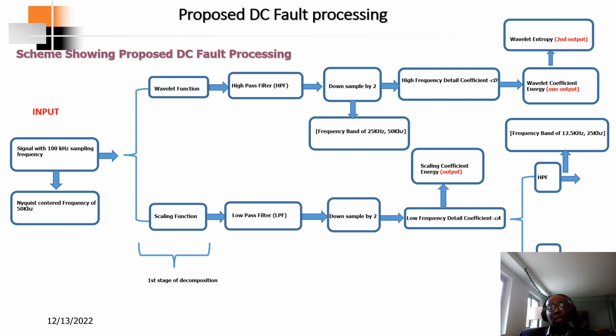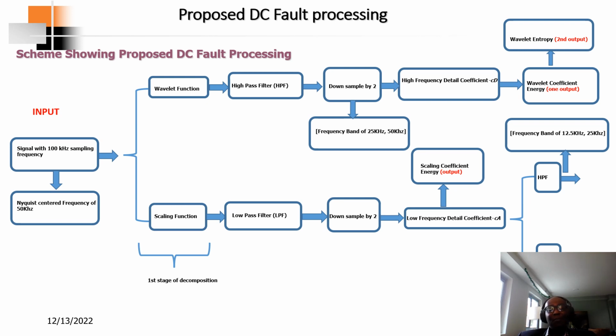So next is a flowchart that talks about the DC fault processing scheme, right? Okay, so if you have a signal with let's say 100 kilohertz sampling frequency, remember I utilized 20 kilohertz all the way to 100 kilohertz. If it is 20 kilohertz, the Nyquist frequency will be 10 kilohertz. But let's consider 100 kilohertz, where the Nyquist frequency is 50 kilohertz, right?